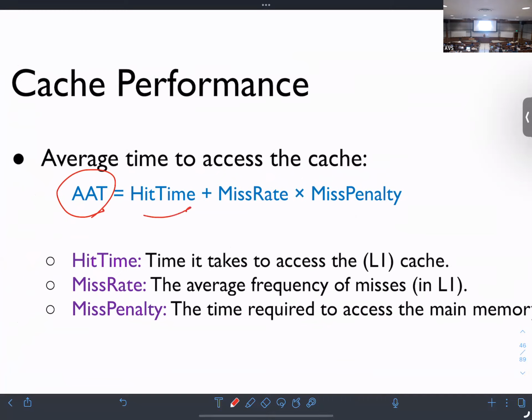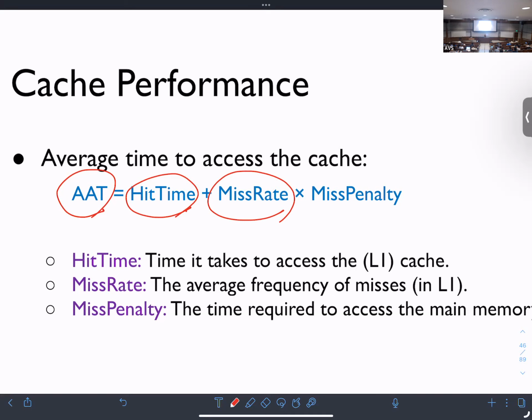The hit time plus the miss rate times the miss penalty. So what do these things mean? Just assume that we only have one level of cache, only L1 cache, and we want to see what the performance of this cache is. So the majority of the time, it will be a hit. So the only time it takes for reading the cache would be a hit time.